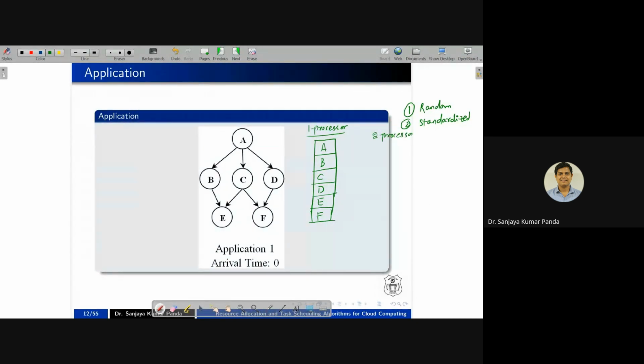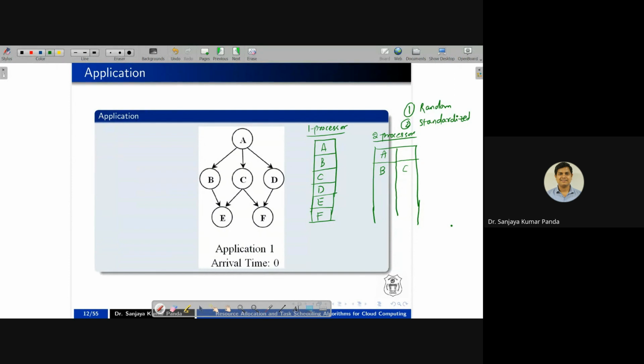In a 2-processor system, let's say you have 2 processors here, so 2 tasks can be done simultaneously. I can start task A. Once task A is completed, B, C, D can be executed. But I have only 2 processors. So I can start B on one processor and C on another processor.